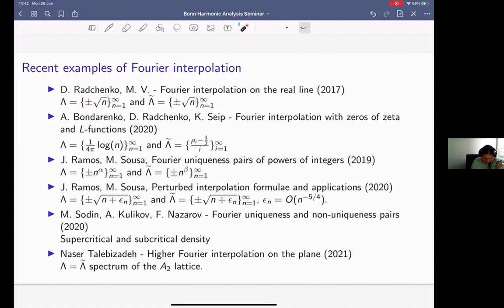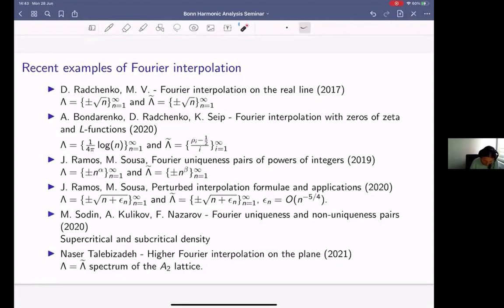And so the first result I want to talk about is the formula we proved together with Danilo Radchenko. We have shown that we have a Fourier uniqueness, interpolation and even free Fourier interpolation for this pair of sets, where both lambda and lambda tilde are the sets of square roots of even integers taken with plus and minus sign. And so this is maybe not a very accurate statement here. All this is true up to corrections of finite codimension.